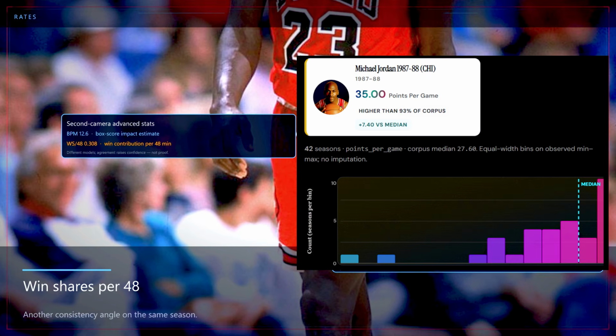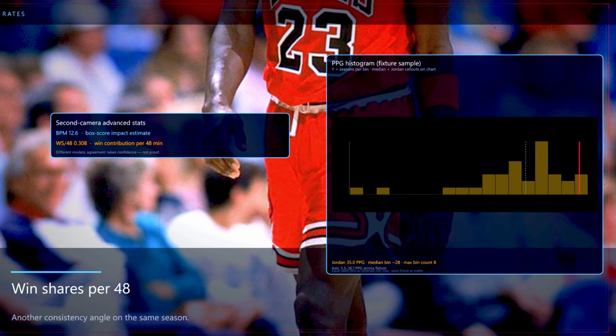When PER and BPM are both screaming at you at the exact same time, you shouldn't automatically trust either of them as gospel. But you should probably update your assumption that this was just a quiet role-player year. Win shares per 48 minutes lands near 0.308 here. That is the kind of rate that makes a spreadsheet blush. Again, it's not gospel, but it is another angle to check if the box score story is internally consistent.